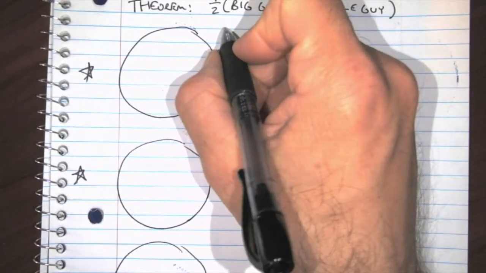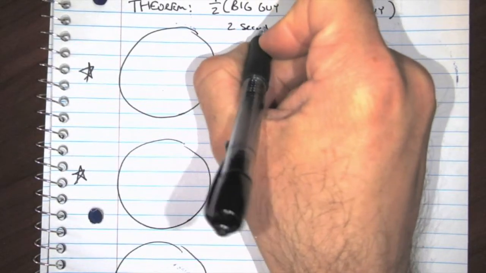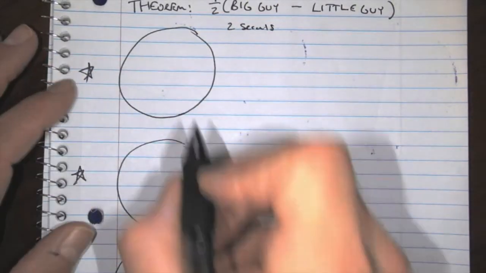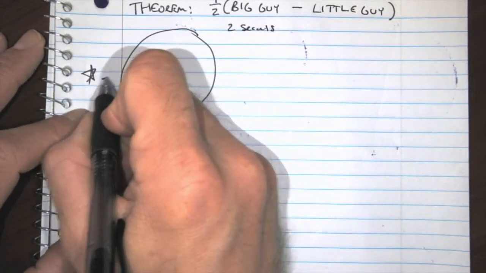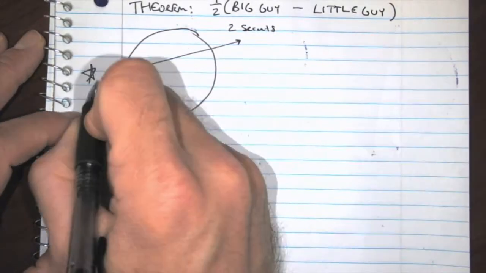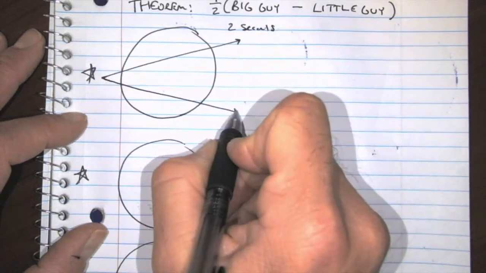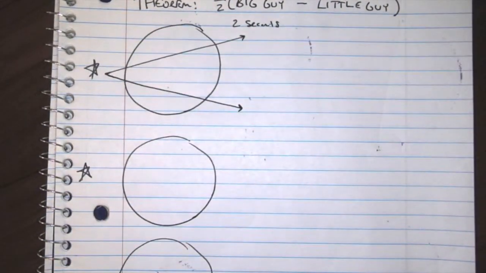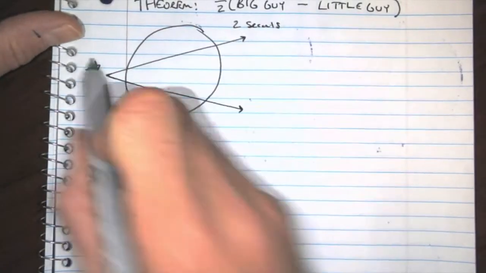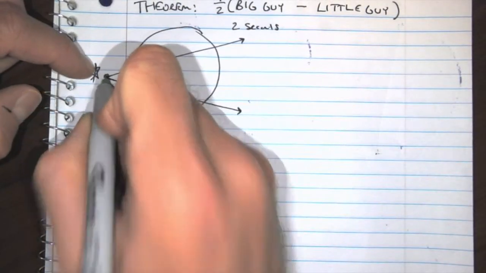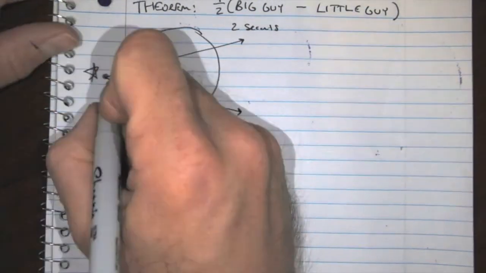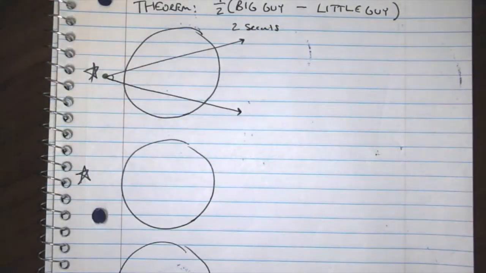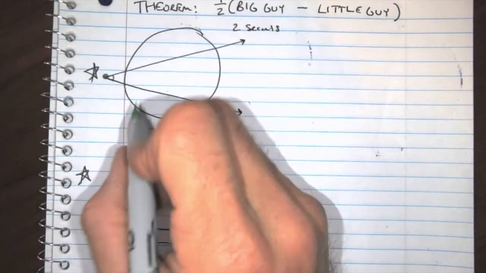In this first one, I'd like you to make 2 secants. So notice, with this theorem, 2 secants, that's a secant, that's a secant. They're meeting at a point on the outside. And you can see it makes an angle. I'd like you to label this angle right here.